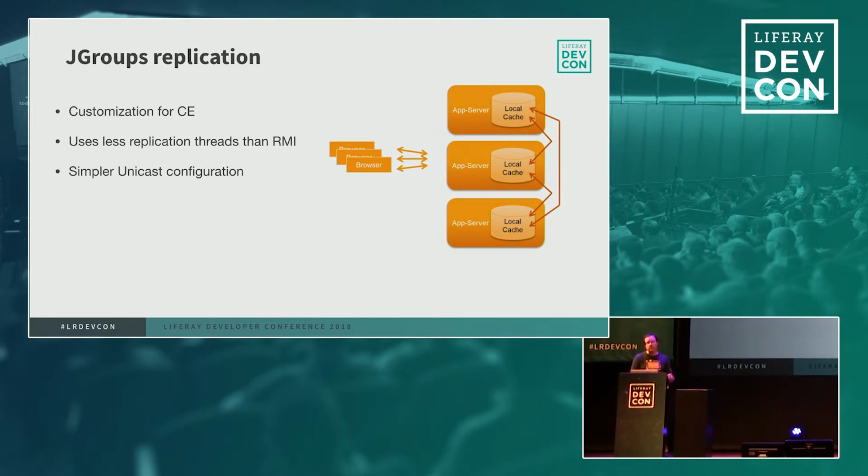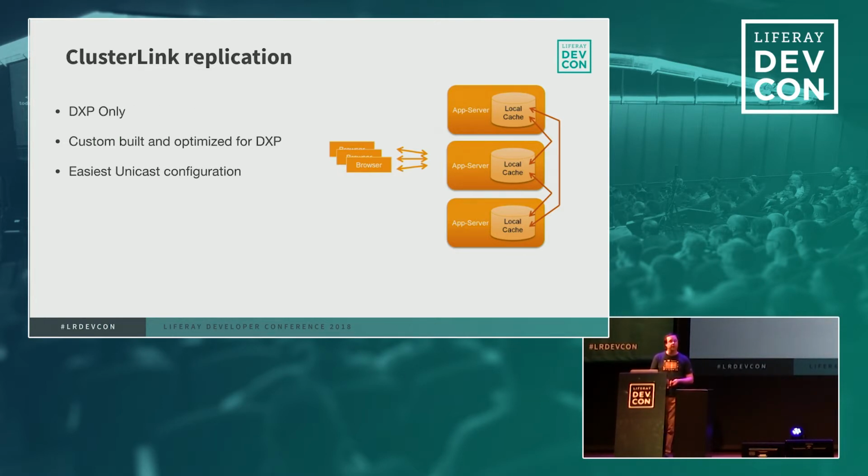JGroups, the issue with this one is it's a pretty hefty customization for CE. It's not there by default. It does perform better, and Unicast is very simple with it. Cluster link, well, the con for a CE user is it's DXP only.